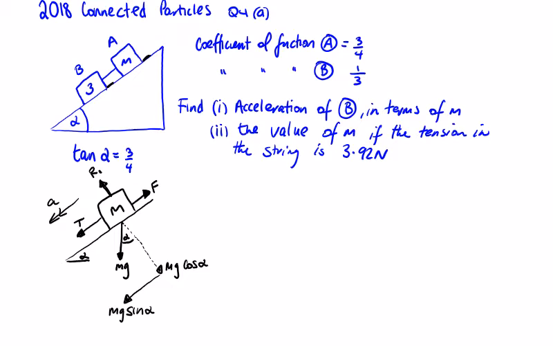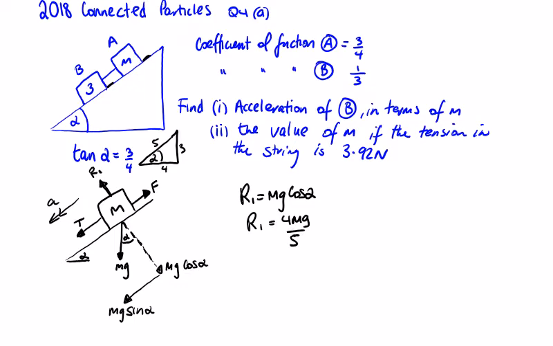Okay, let's start with my R. I think the only forces going in this direction, up and down out of the block, are my R1 and my mg cos alpha. So we can say that R1 is equal to mg cos alpha. Let's just do a little triangle here for alpha. So we know this is our 3, 4, 5 triangle. So the cos of alpha is 4/5. So R1 is equal to 4mg/5.